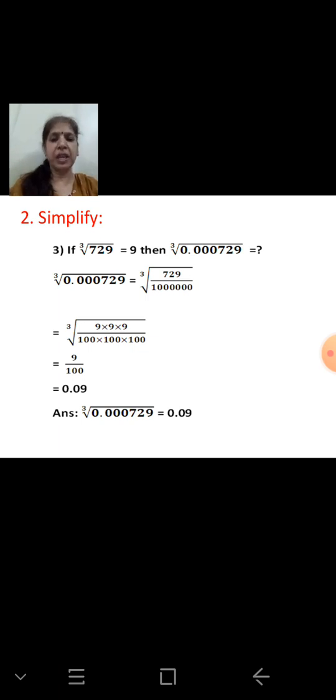When it is 9 upon 100, then 100 means 2 decimal places. So 0.09. Your final answer is, the cube root of 0.000729 is 0.09. So in such numbers, we just have to see that we put the decimal in the proper place. That thing we have to take care of. The cube root of 729 is directly given as 9. So this is the way we are going to solve such type of sums.